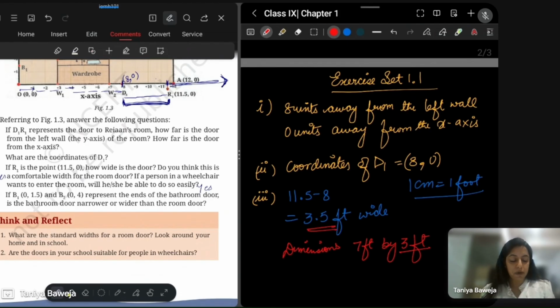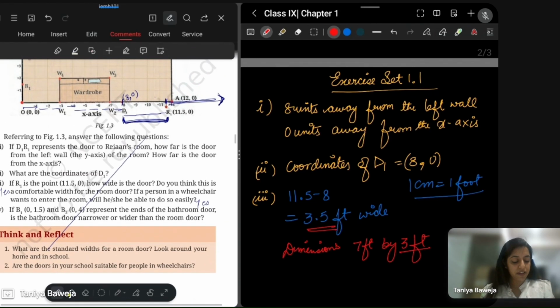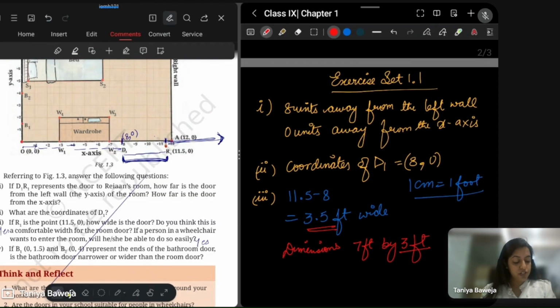Next, in the fourth part, they are saying that B1, which is 0, comma 1.5, and B2, which is 0, comma 4, represents the ends of the bathroom door. Is the bathroom door narrower or wider than the room door? For that we need to find out the coordinates of B1 and B2. Where is B1? You can see that B1 is here and B2 is here. So how wide is the bathroom door?